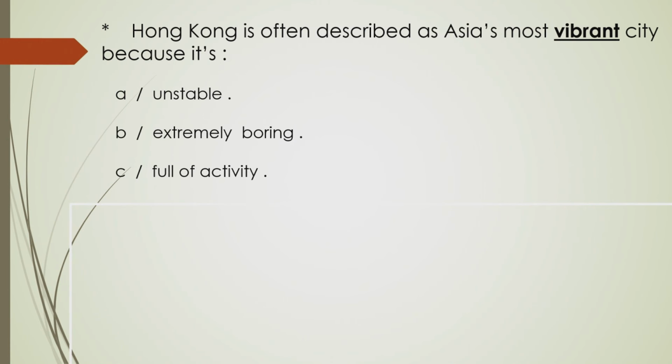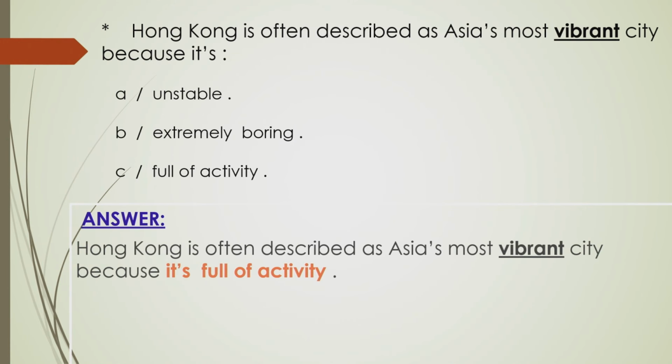Well, if we focus on the answer, we'll find that the third alternative is the correct one. Even in the sentence itself, we can understand that it's a city first, it's in Asia, and it's Hong Kong. So I don't think Hong Kong could be related to as being an extremely boring or unstable part of this world.